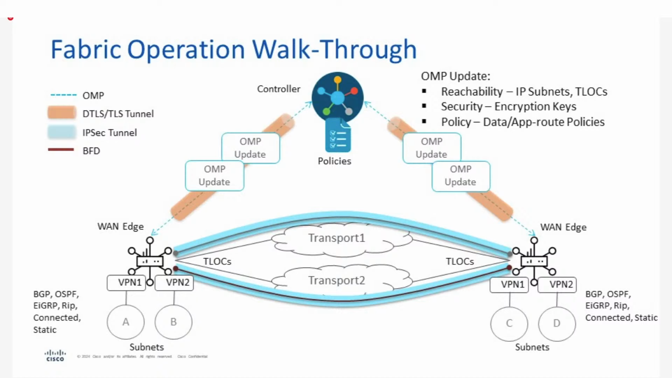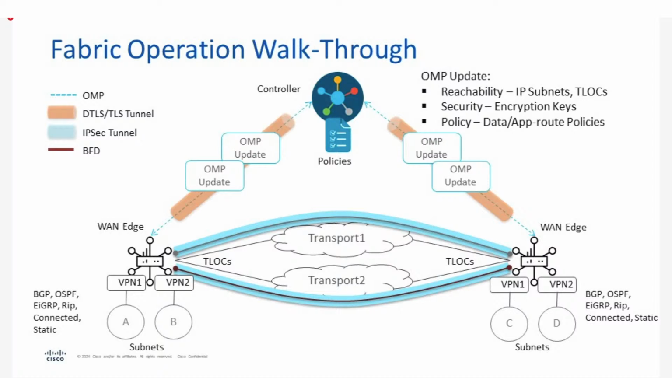Like in this case, we have VPN1 and VPN2. So VPN1 might have a subnet, VPN2 might have a different subnet. So once the same service VPNs are established on the other side of the WAN, the OMP updates will be shared across from the controllers. By default, the vSmart will share the OMP updates to all the available edge devices. Again, this can be modified using your policies.